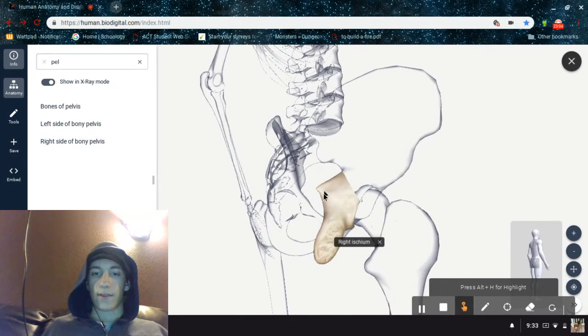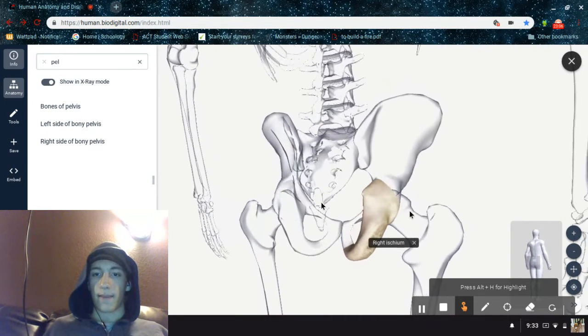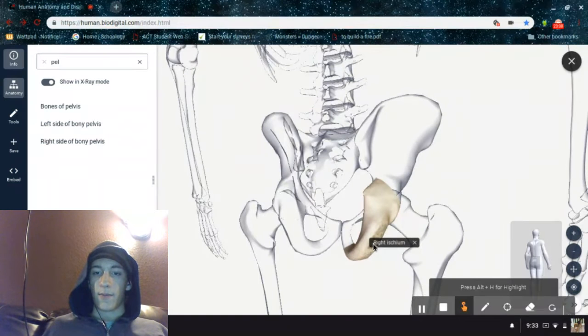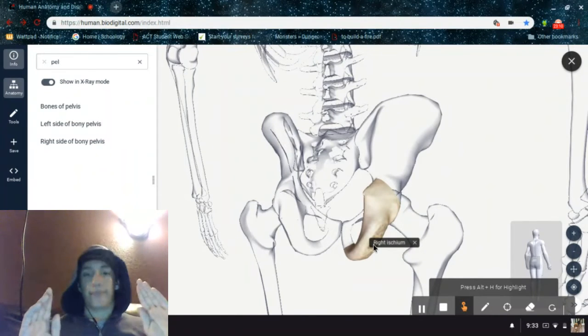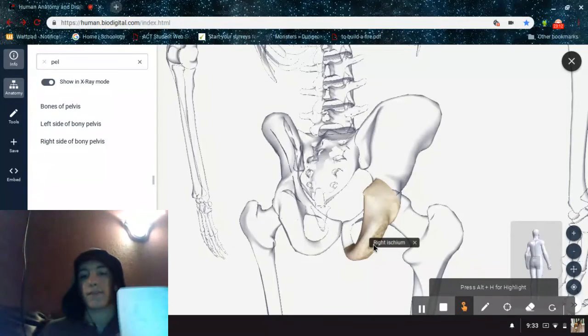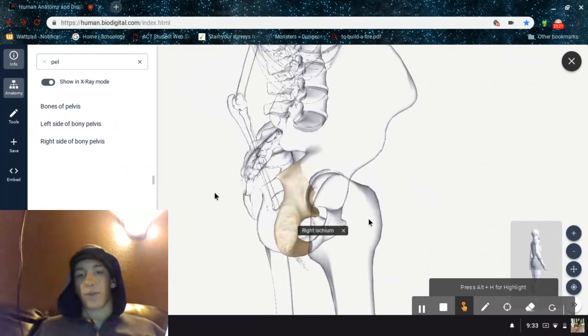See this tuberosity? Nope, that's not it. Yep, there it is. See this tuberosity? That's where your butt connects from, and that's where your thigh connects from your ischium to the back of your femur, so that you can move your leg backwards.